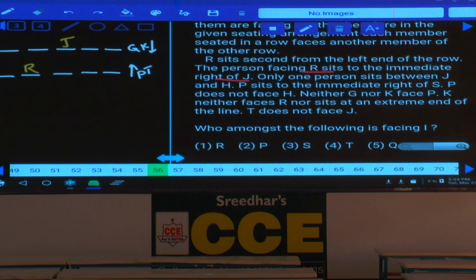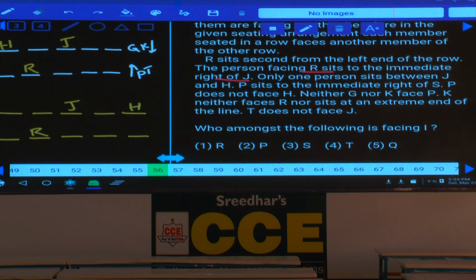Only one person between J and H. As there is only one person between J and H, how many possibilities do we have? Two possibilities. H can be either at the left extreme or here. Now in this one, R is at this place and J is here, and with one person between J and H, H will be here, isn't it?